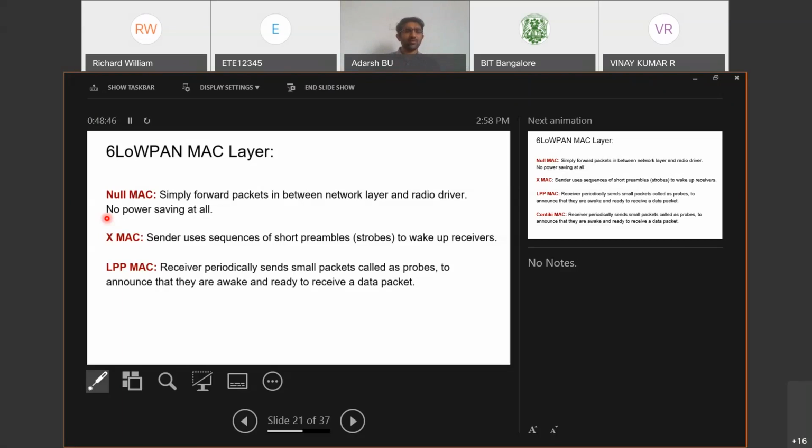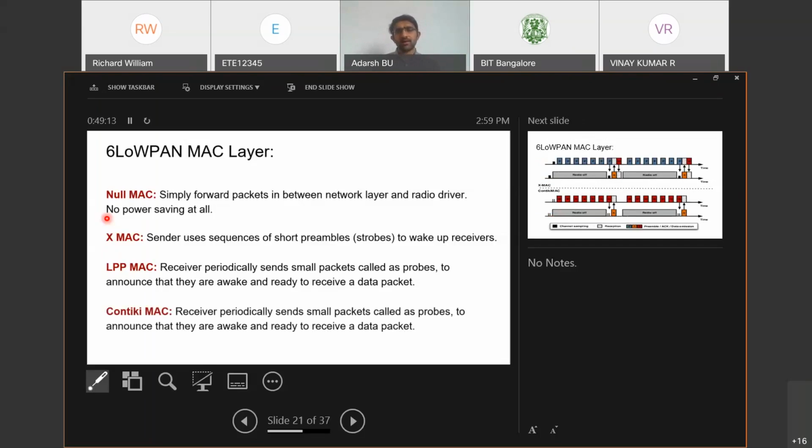Like, "I'm just awake. Do you have anything to transmit to me? Do you have any information to transmit to me?" So you will keep on sending the probes whenever you are awake. When I receive the probes, I will say, "Yes, I have some information to transmit to you," and I will send the actual information packet. So that is where we are looking at low power probing. One more, the combination of these two is the ContikiMAC.